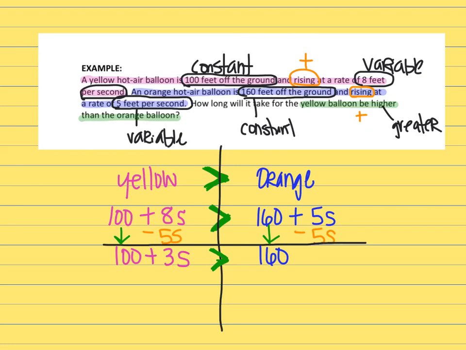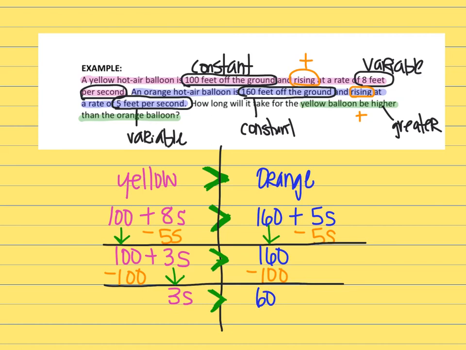The next thing I need to do is get rid of this constant number 100, isolating the variable, putting my constants on the opposite side. When I do that, I can bring down 3s, and it was positive. It's still supposed to be greater than. And then on the right side, my constant numbers, 160 minus 100 is 60.